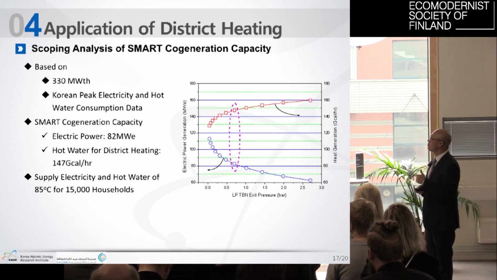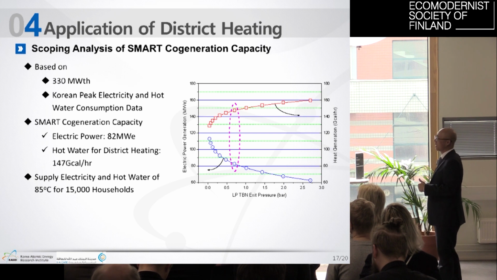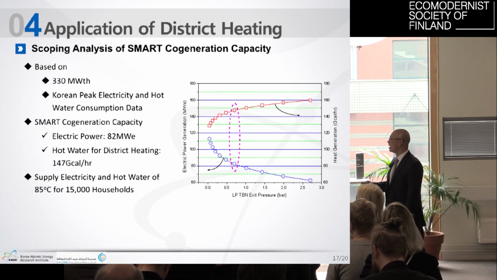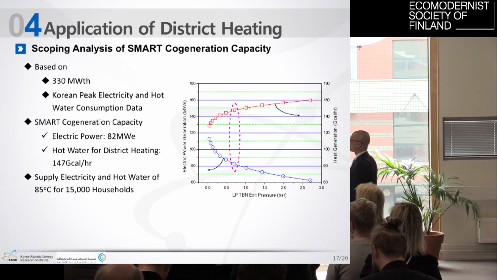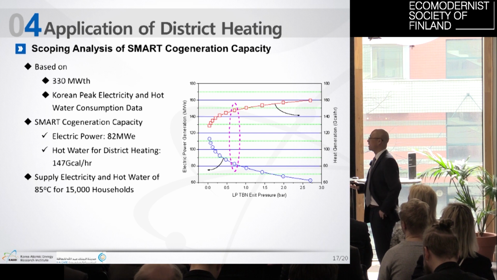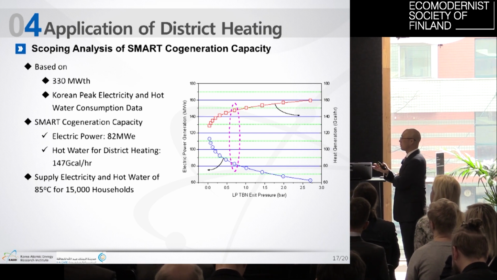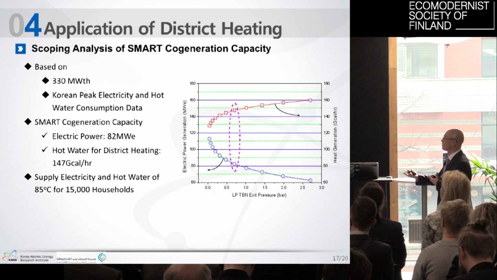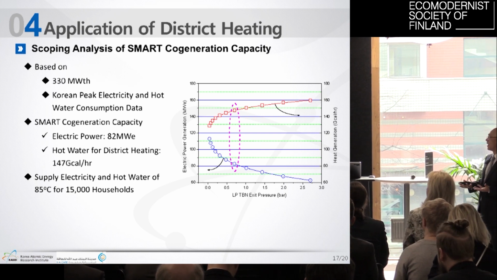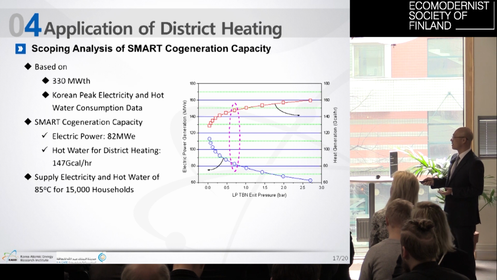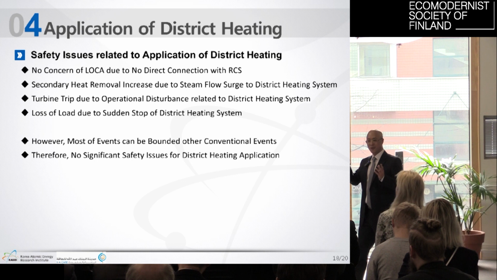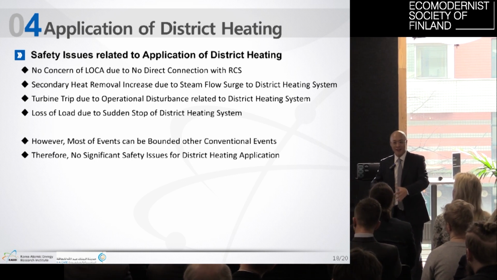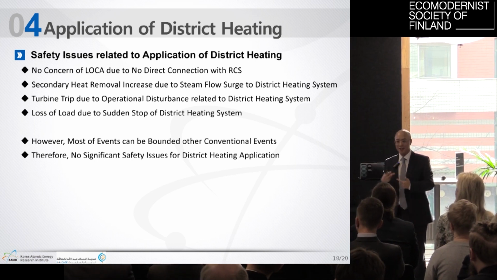When we consider Korean peak electricity and hot water consumption data, SMART can generate electric power of 82 megawatts electric and hot water of 147 gigacalories per hour. It can supply electricity and hot water for 15,000 households.